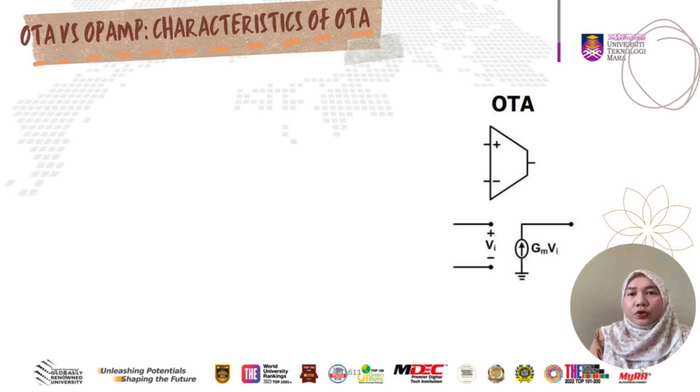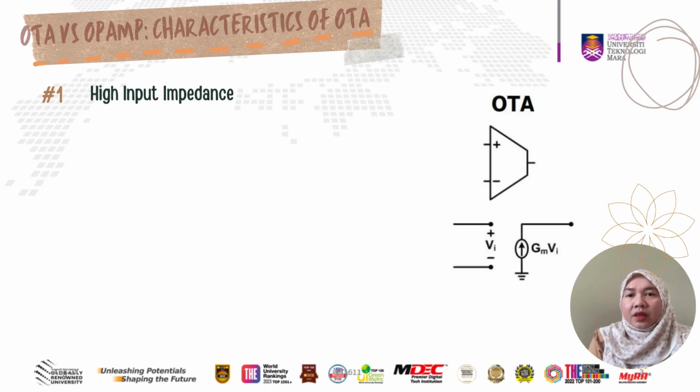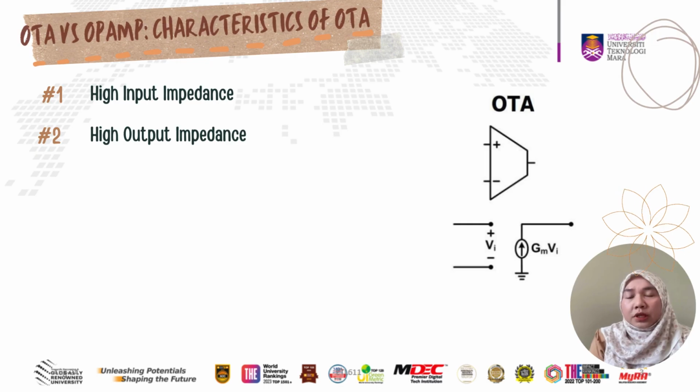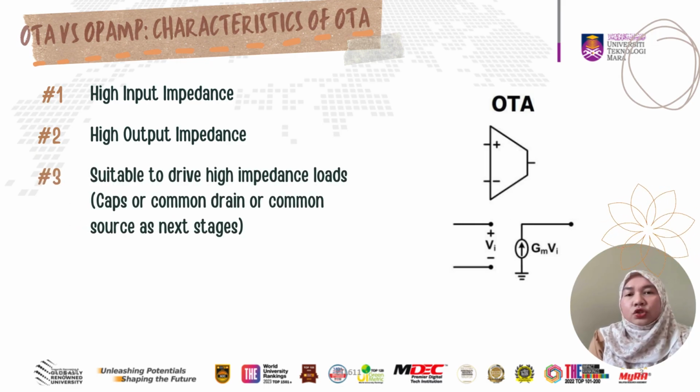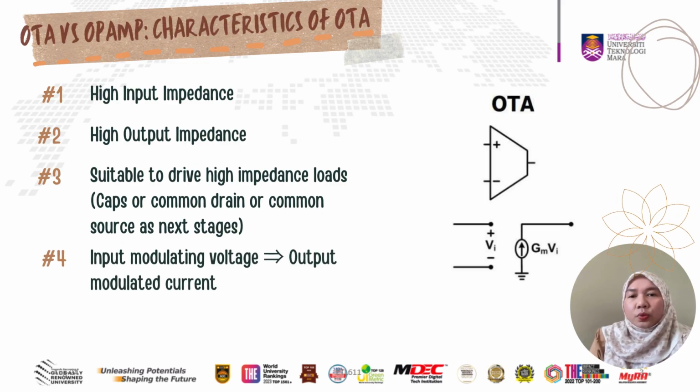Now let's have a look at the differences between operational amplifier and OTA. Let's take a look at the characteristic of OTA. First, it has high input impedance and also high output impedance. It is suitable to drive high impedance loads such as caps or common drains or common source as next stages. It also converts an input modulating voltage to an output modulated current.